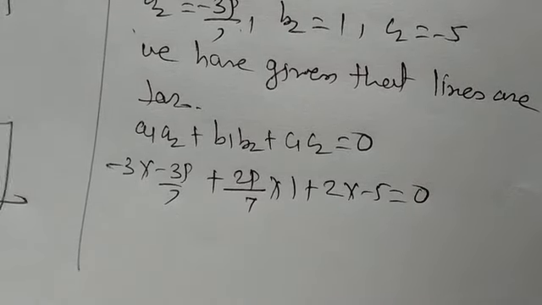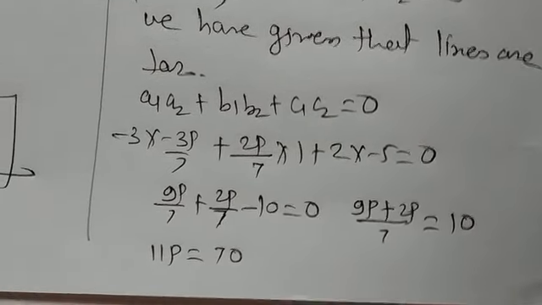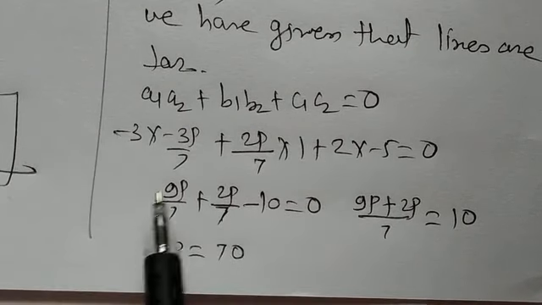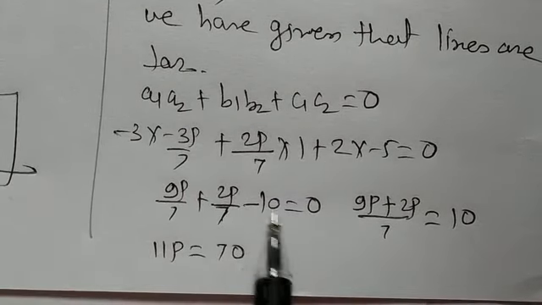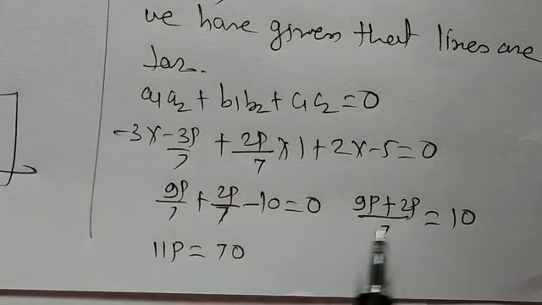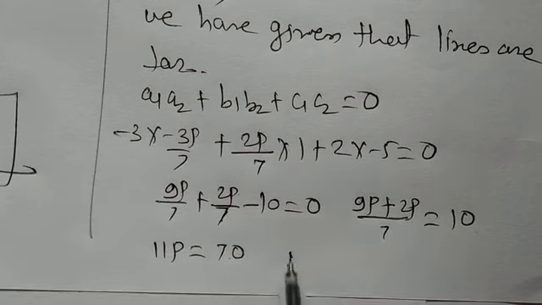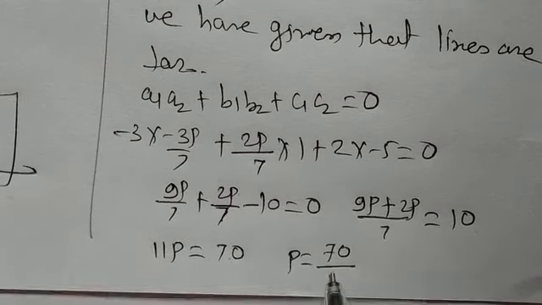That is minus 3 into minus 3p by 7, that is plus 9p by 7, plus 2p by 7, minus 10. 9p plus 2p, that is 11p by 7, equals minus 10, shifted it becomes plus 10. 7 tens are 70. 11p equals 70. Then what is the value of p? P equals 17 by 11.